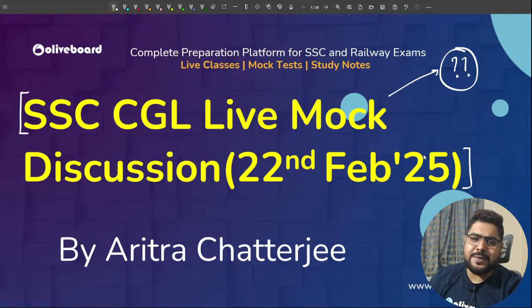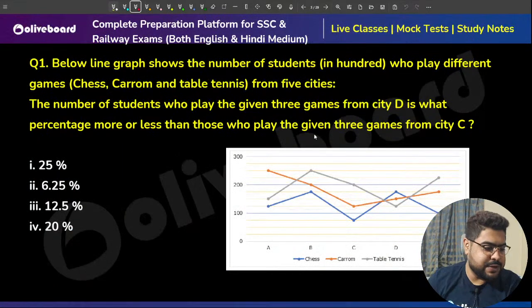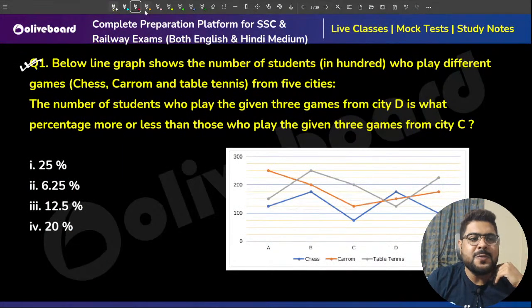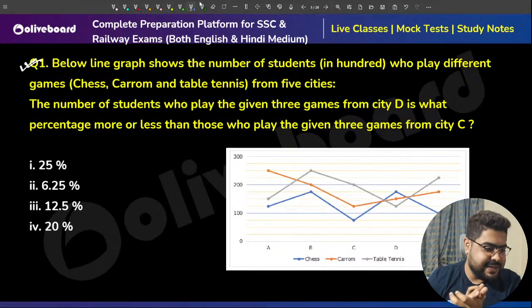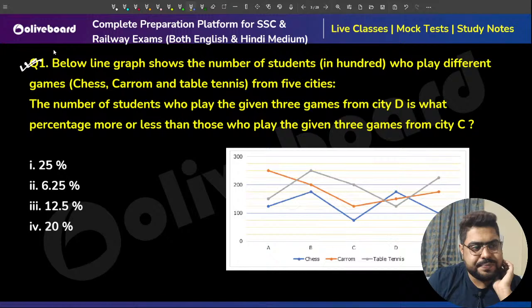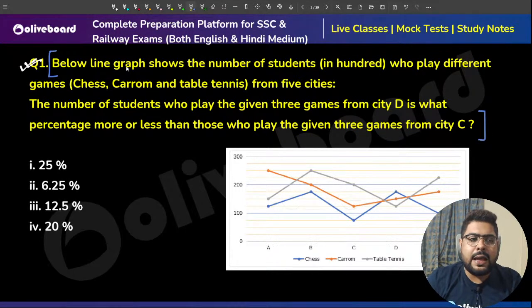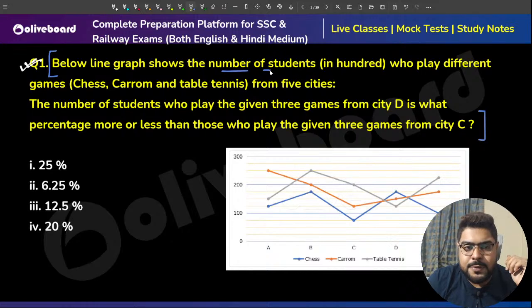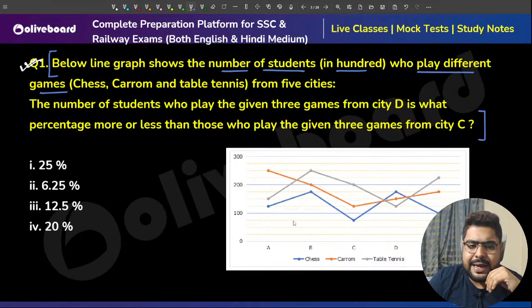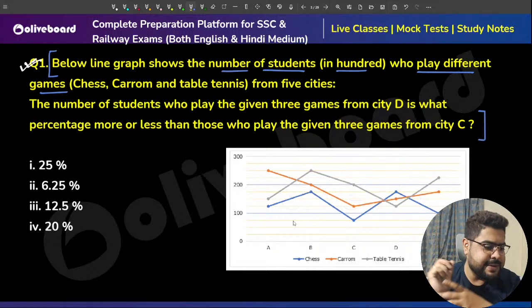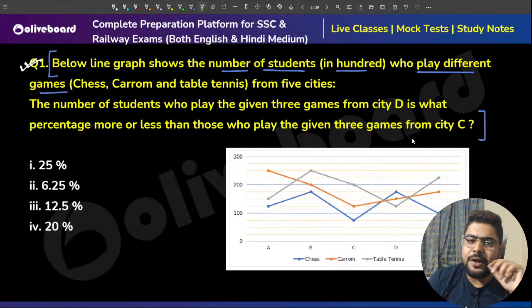Let us start with the solution. First, we had our complete DI question. Below line graph shows the number of students in hundreds who play different games. So this is a line graph that has been given. I hope you guys can see this, right?